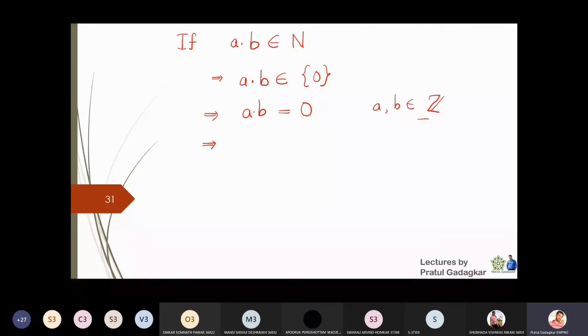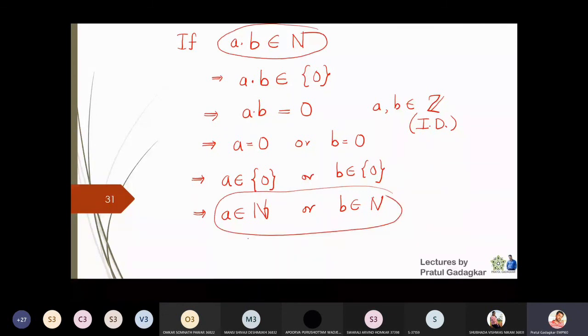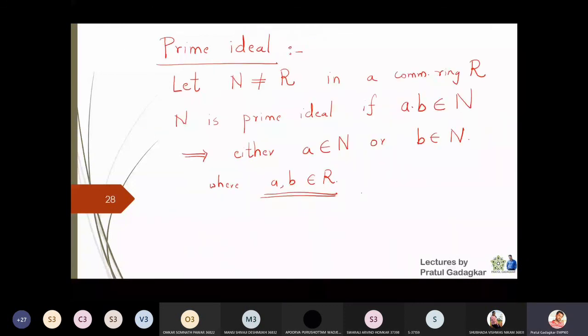But we know that Z is an integral domain. If the product of two numbers is 0 in an integral domain, either one of them has to be 0. So either A is 0 or B must be 0. This equivalently means that A must belong to the singleton 0 set, because A is 0, or B must belong to the singleton 0 set, meaning B is 0. This means that A belongs to N or B belongs to N. If you look at the first line and the last line, this tells you that the definition of prime ideal is satisfied. The definition says that if AB belongs to N, then either A belongs to N or B belongs to N. In this case, that ideal becomes a prime ideal.